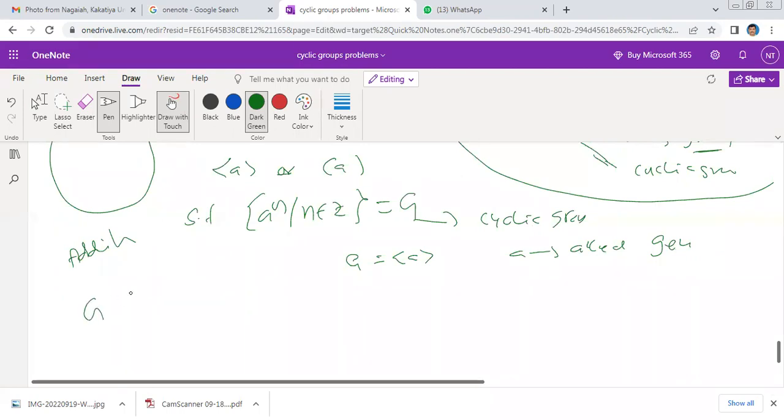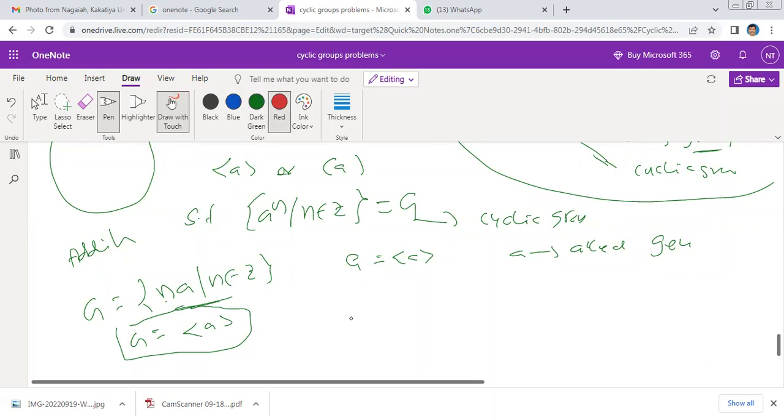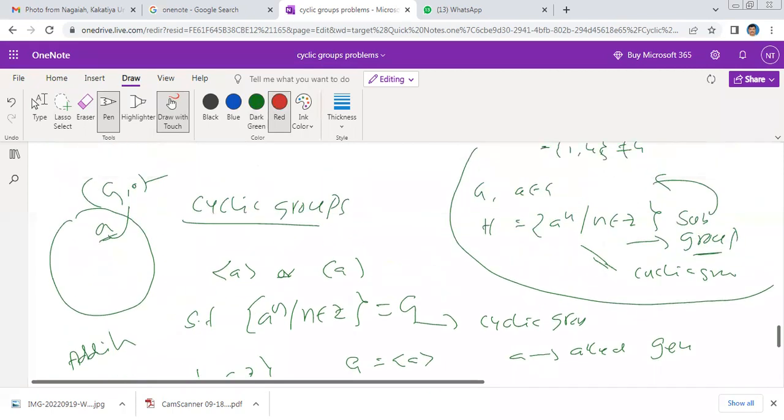G is equal to the set of n times A such that n belongs to Z. A is the generator of the group G. G is equal to the group generated by A. What is the meaning of nA? nA means A is repeated: A plus A plus A plus A, repeated n times. Under multiplication, A power n means A into A into A up to A, n times.